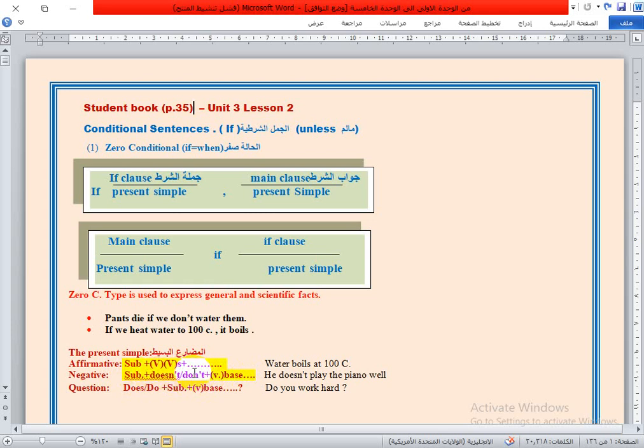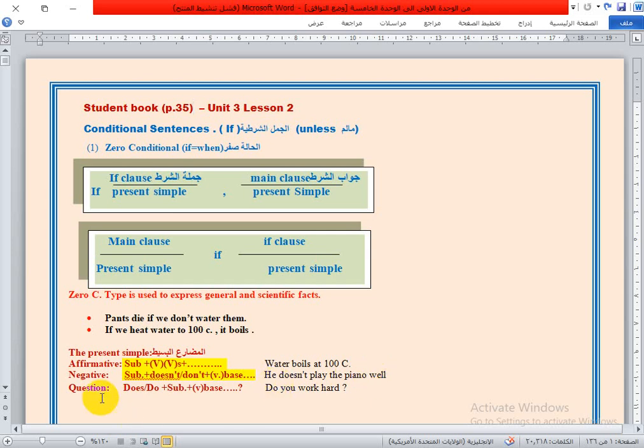Don't or doesn't plus verb base. He doesn't play the piano well. This is a present simple in the negative form. They don't study hard. She doesn't swim in the lake. He doesn't write his homework. All these examples are present simple in the negative form.